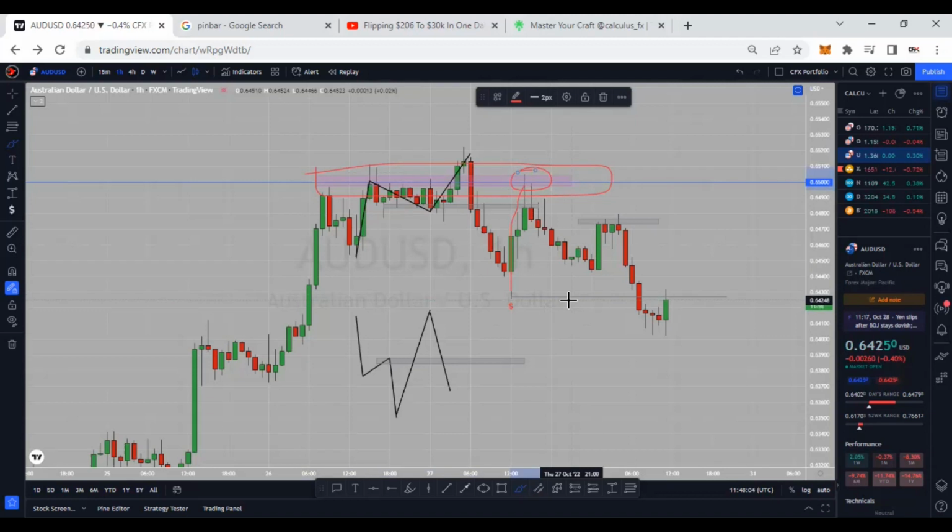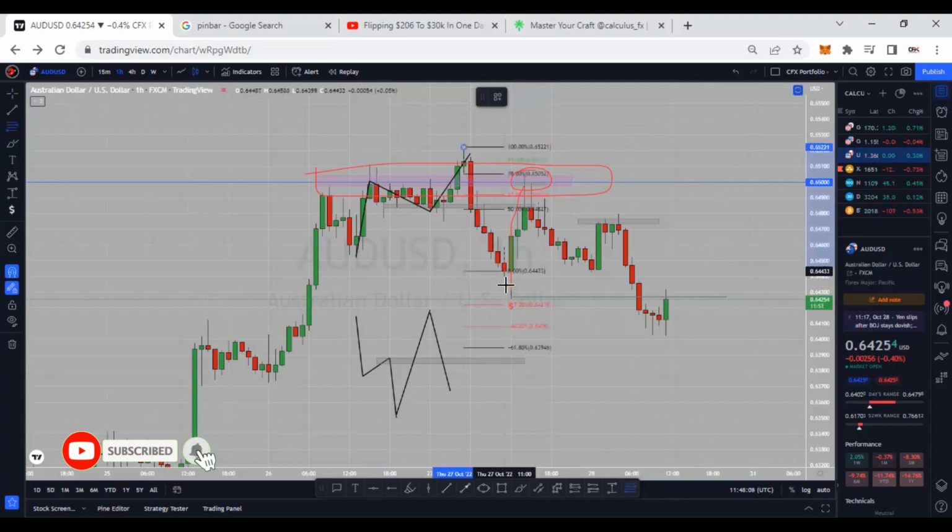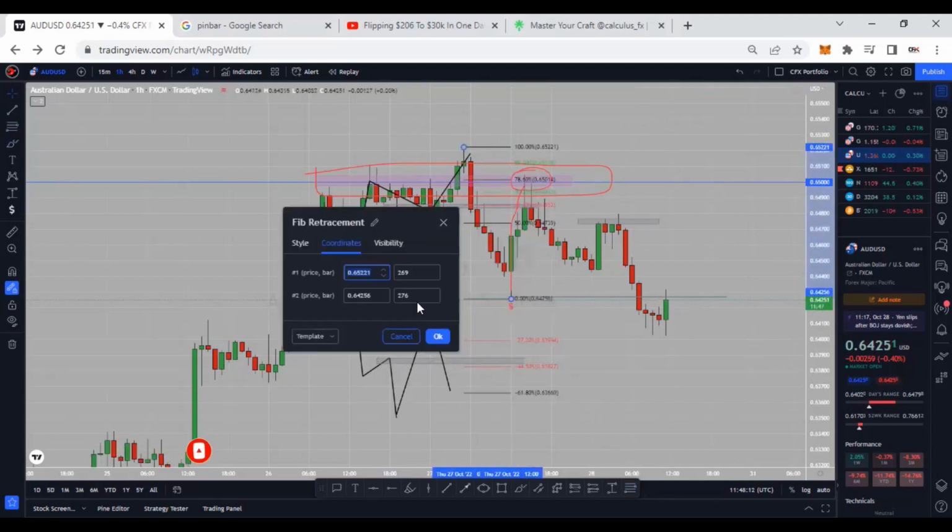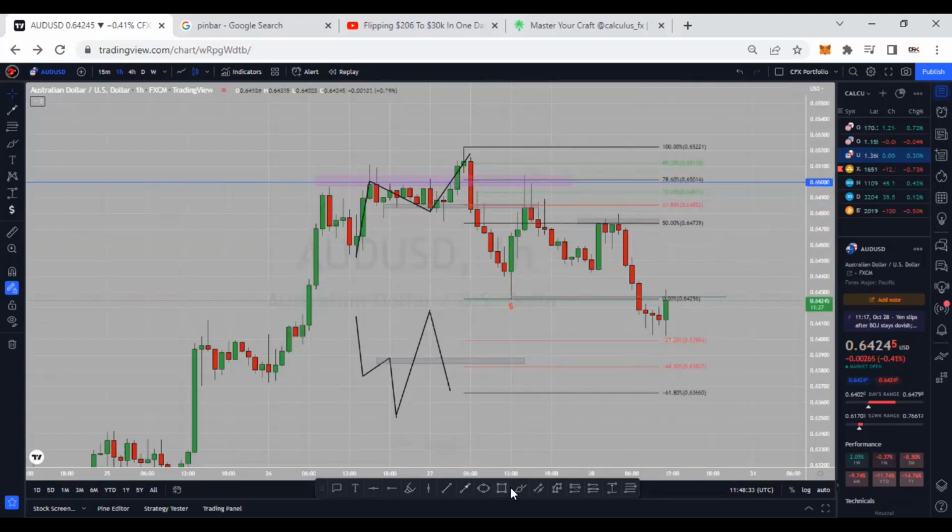Another confluence that I used was the FIB. All right, we had a FIB right here. You drop from wick to wick like this, and let's extend to our right so that we can clearly see the levels. So you guys can see that the market came right into the FIB level.